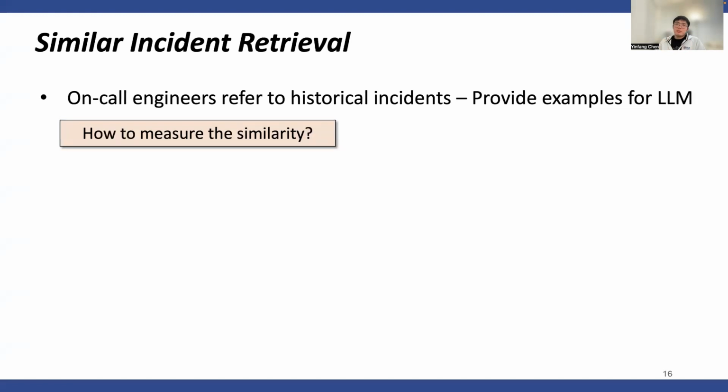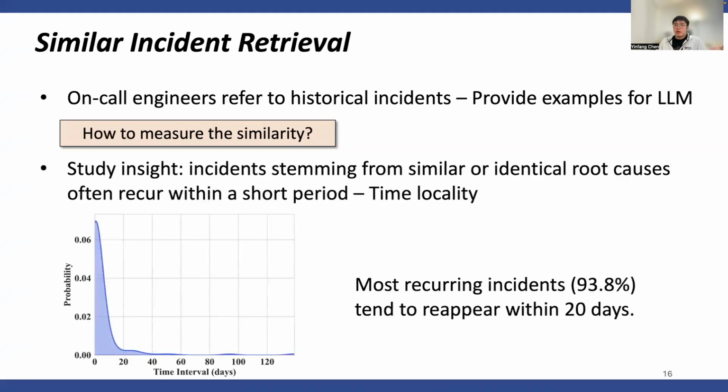The intuition behind the similar incident retrieval is that the on-call engineers also refer to historical incidents to use as guidance for incoming incidents. So in our case, we want to provide the examples for the large language model. That's why we want to do the similar incident retrieval. However, the question here is how to measure the similarity, right? In our study, we derived the insight that incidents stemming from similar or identical root causes often recur within a short period. 93% of the recurring incidents tend to reappear within 20 days.